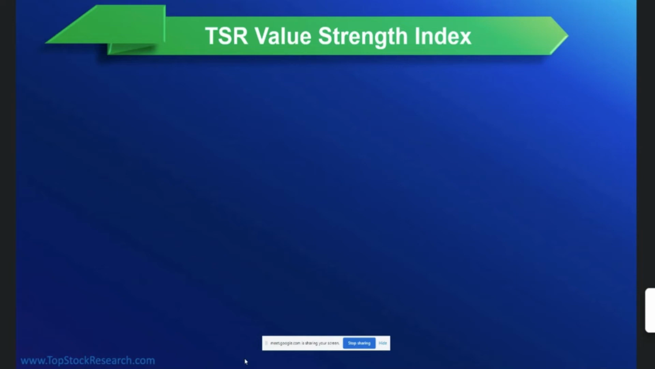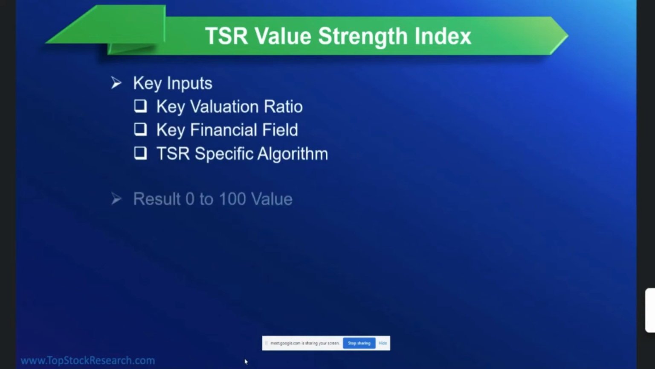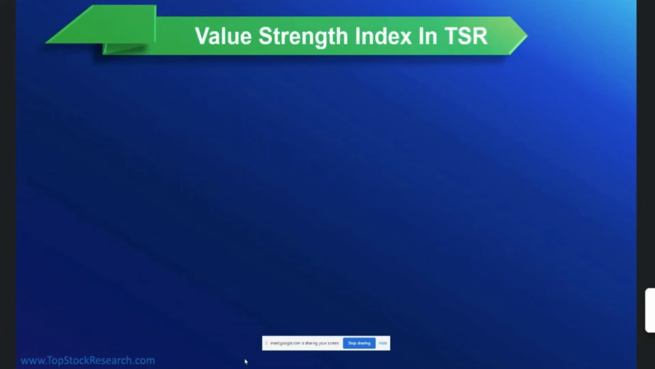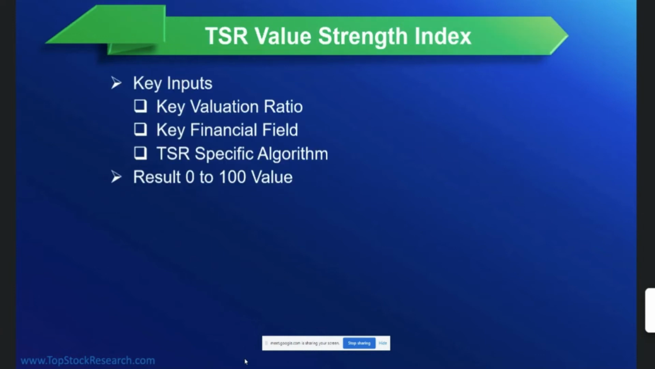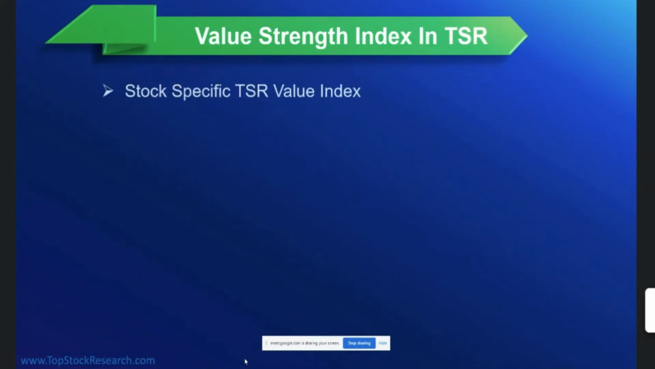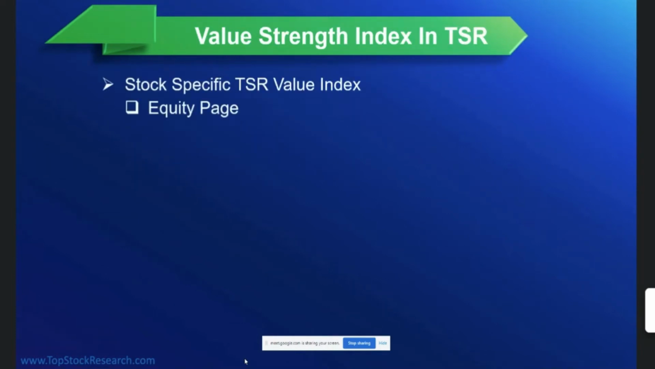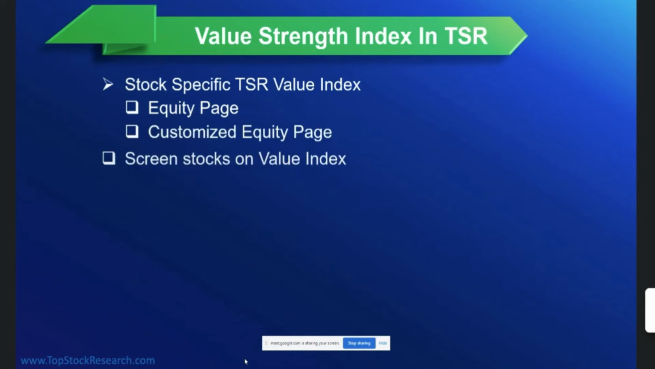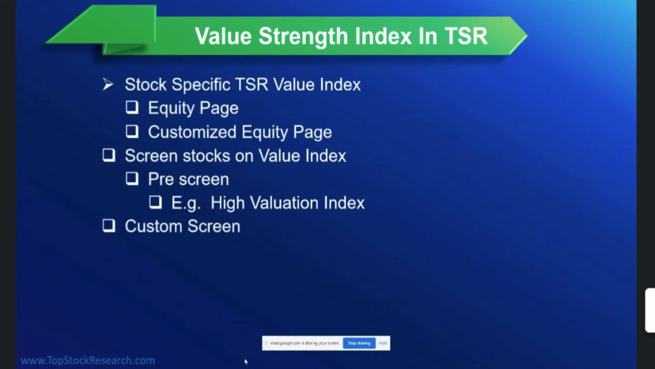So very much in line with profitability, we will have valuation, right? Of course, the parameters used for valuations are much different. Key inputs, valuation ratios, financial fields, TSR specific requirement, and it goes with pretty much the same number, 0 to 100, where 100 being very good in terms of value, and 0 being very, very expensive. Same place where you get profitability, valuation also goes in the same place, exactly same stuff. I won't repeat a lot to make you guys bored.